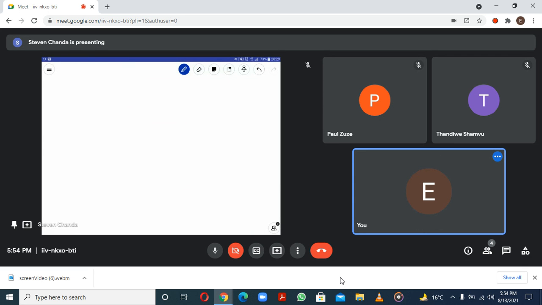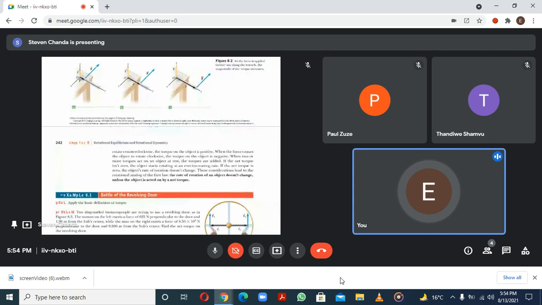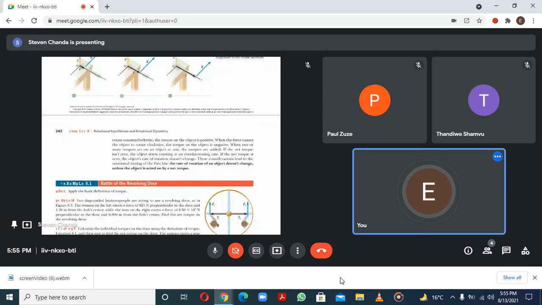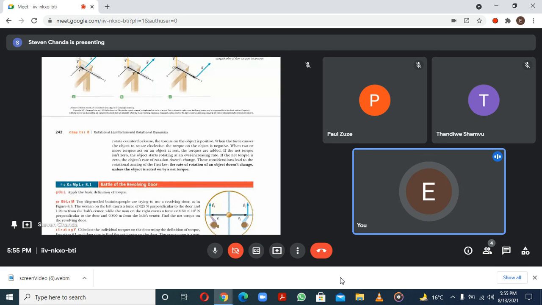So, two disgruntled business people are trying to use a revolving door. You see those doors where someone has to press this side and someone presses that side, as in figure 8.3. The woman on the left exerts a force of 625 newtons perpendicular to the door. That perpendicular is important because it tells you that this force is being applied in all its entirety. In short, it's not being divided into any horizontal or vertical components. It's just that particular force.